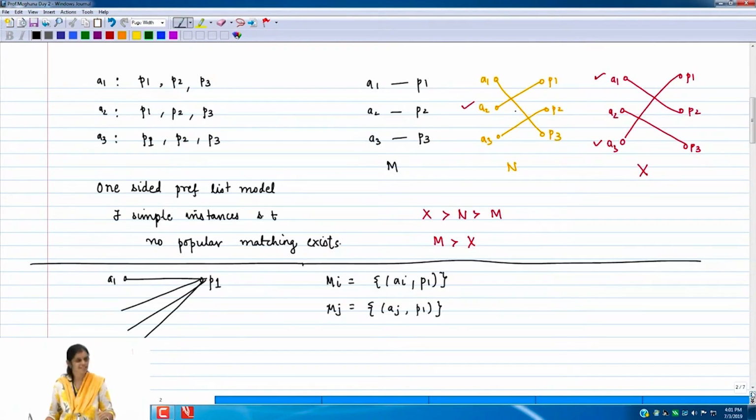What about this instance, the first instance that we saw? So what happens when we execute our algorithm on this? Our algorithm should also handle the case that it should be able to say that the instance does not admit a popular matching, right? Because there are instances which do not admit a popular matching. So when will you say that the instance does not admit a popular matching?